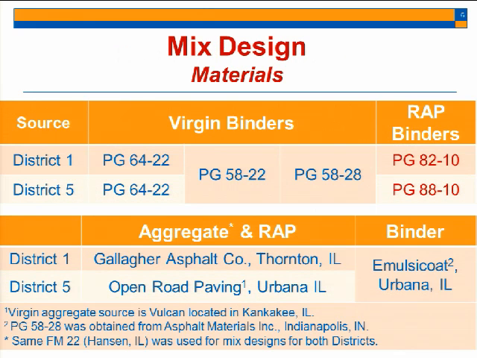So the aggregate material was obtained from Gallagher Asphalt Company for District 1, and for District 5 we got it from Open Road Paving. Most of the binders were obtained from MLC code, apart from PG 58-28, which we got from Asphalt Materials. All of them are part of, I think, Heritage Group. The red highlighted text shows the PG grade of the RAP binders, which we determined after extraction.